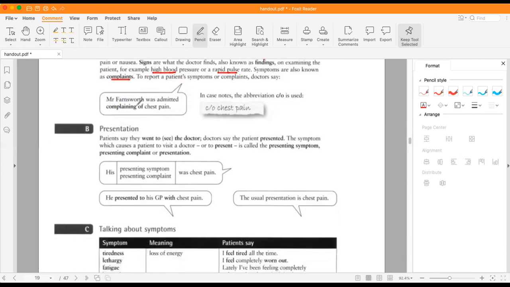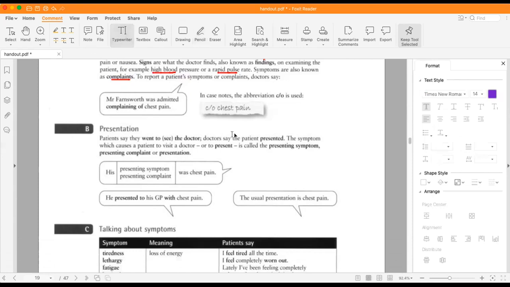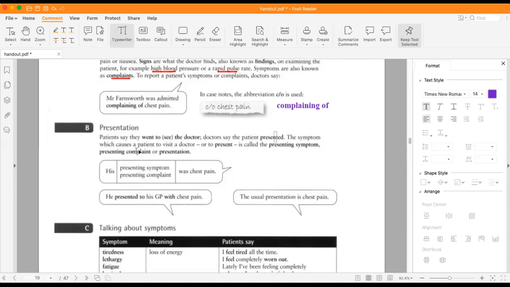So here, for example, Mr. Farnsworth was admitted complaining of chest pain, right? In case notes, the abbreviation C/O is used. What does C/O mean? As we said, it means complaining of, right? So in the case note, the doctor writes C/O instead of writing complaining of.